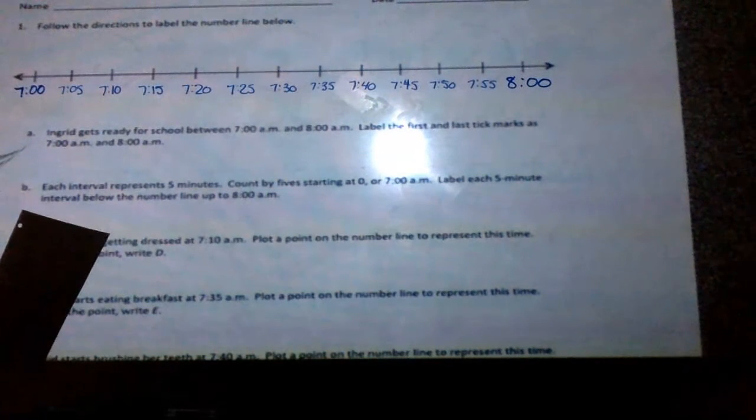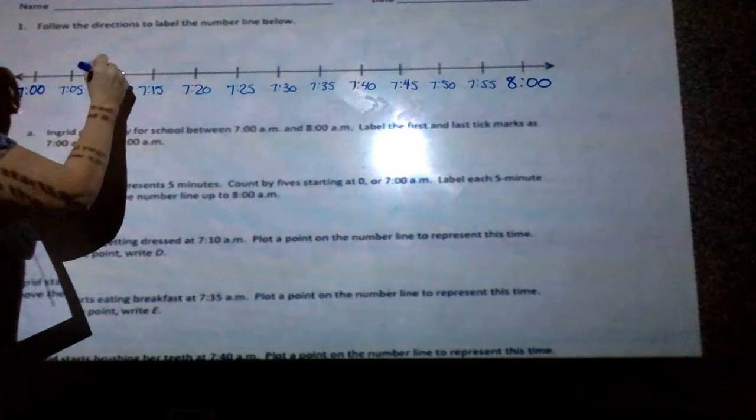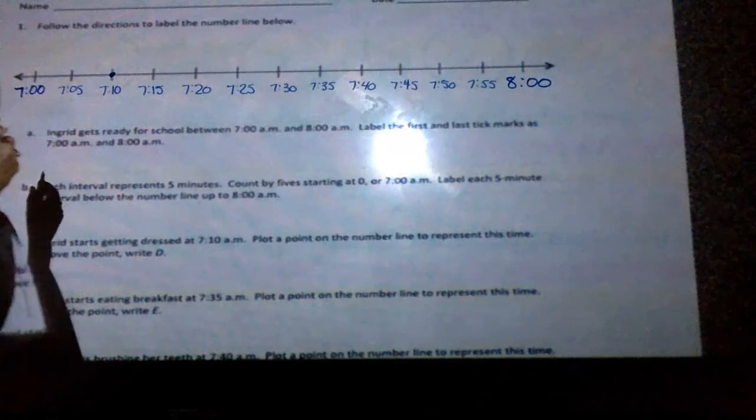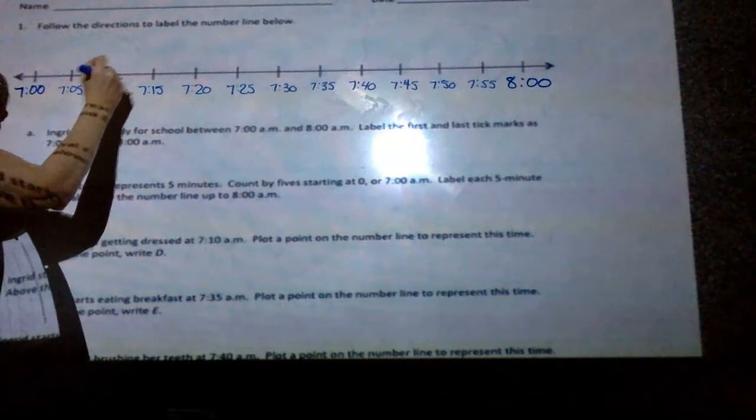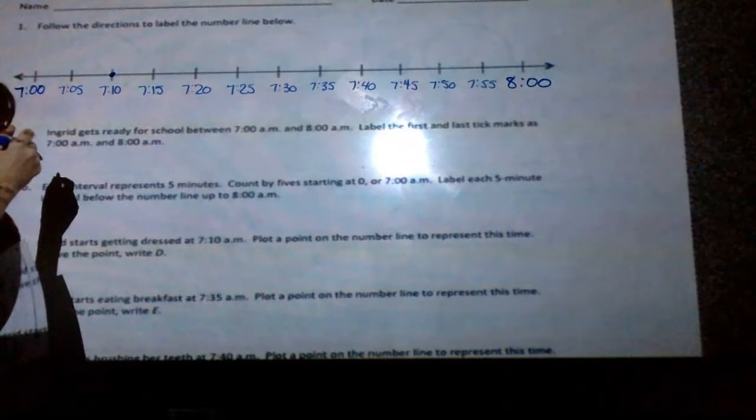C says, Ingrid starts getting dressed at 7:10. Plot a point on the number line to represent this time. Above the point, write D for dressed. This is how you plot a point. You put that right where the tick and the number line cross, right in the middle. Put a dot right on there. And then label it D for dressed. At 7:10 is when she starts getting dressed.